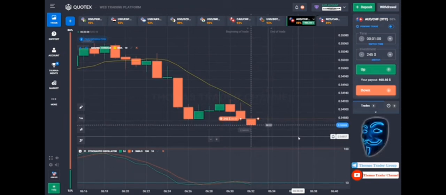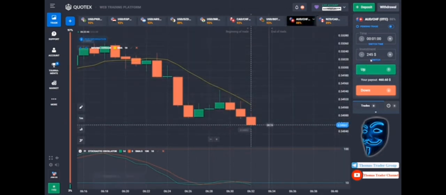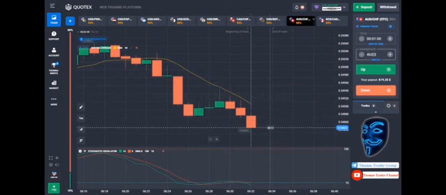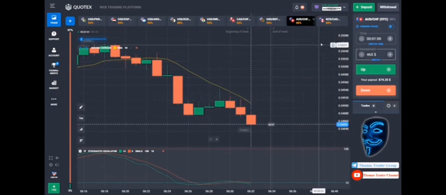We made a right prediction over here. We made a profit of $465. Let's change our investment into $465. And over here we can open buy for 1 minute.